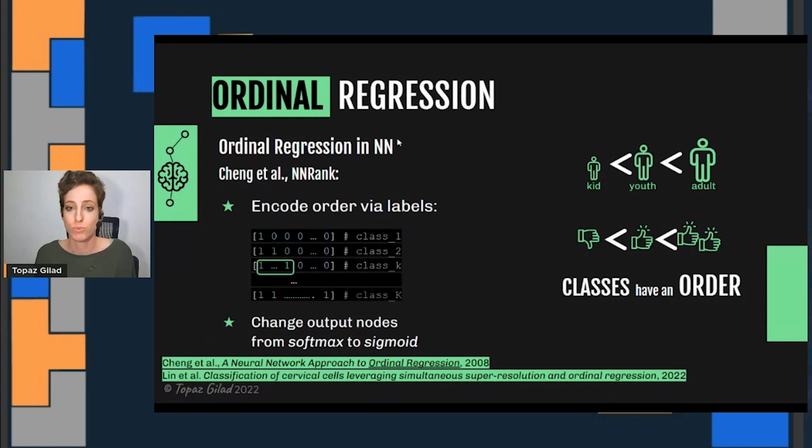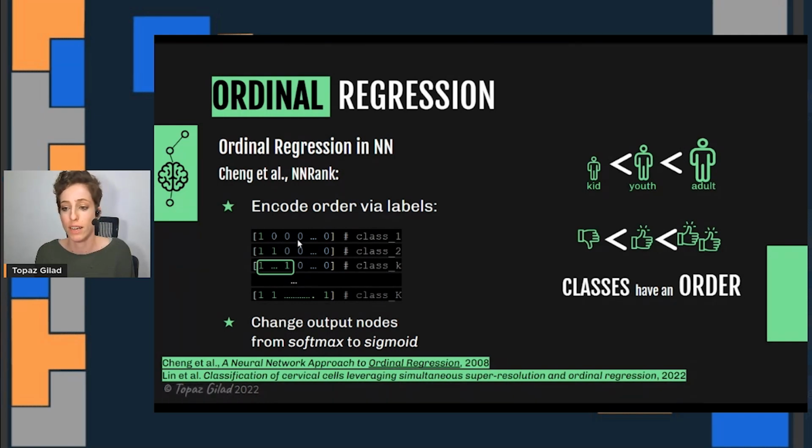Ordinal regression in neural networks was introduced in the Rank paper. Basically, the concept behind it was to represent the order of the categories through our labels. So instead of using a one hot vector where only the true class index is marked as 1 and the rest are zeros, a different approach is suggested where for class K, the Kth index and everything before it is set to 1 and the rest to 0. Basically, what it does is encode distance between those classes.